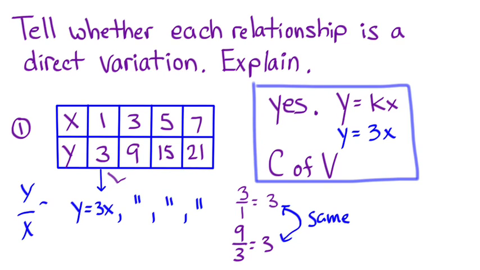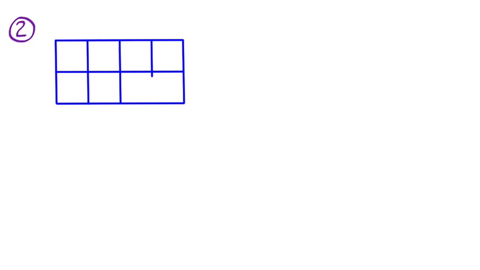So my shortcut here is if I take my y value and divide it by my x value, I get the direct variation constant. I just have to check and make sure it works for all of them, right?